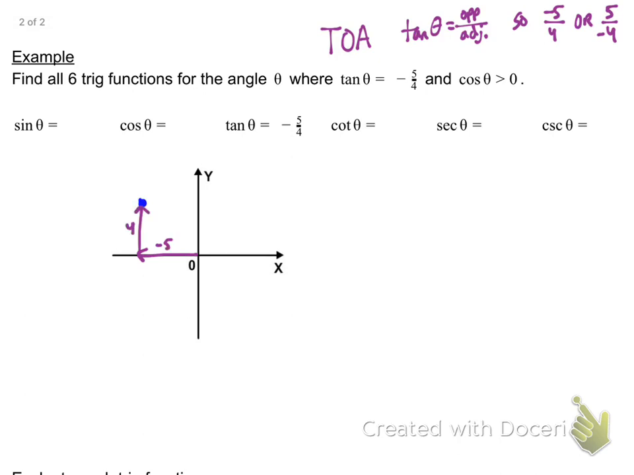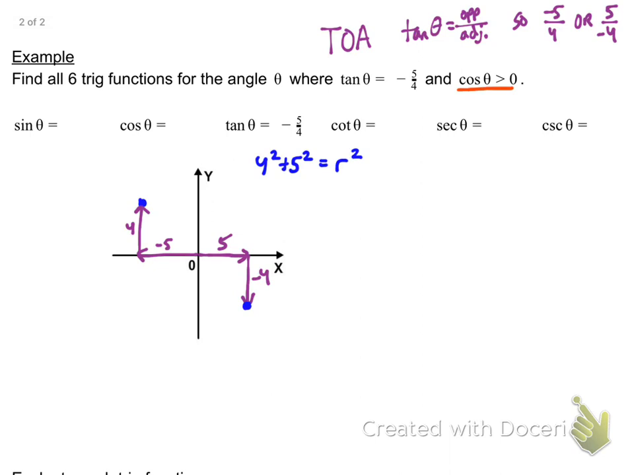So either I know that the point is up here on the top left in quadrant 2, where x is -5 and y is 4, or I know that we have to have our point in quadrant 4, where x is +5 and y is -4. Any of the others will have the wrong tangent value. So we also need to keep this in mind: cosine of theta is greater than 0.